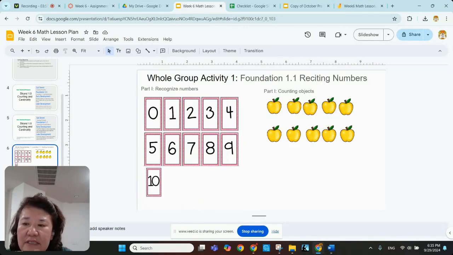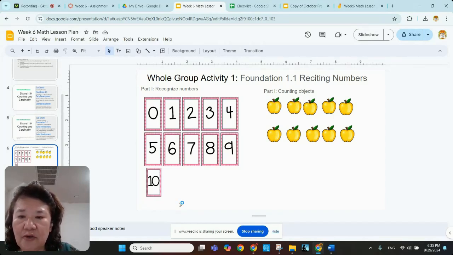So first, I want to have a whole group activity reciting numbers. I'm going to show students the numbers from 0 to 10. The reason I included 0 is that if I don't teach 0 and they don't know 0, when they go to first or second grade, they may have a hard time with addition, subtraction, multiplication and division. That's the reason I include 0.